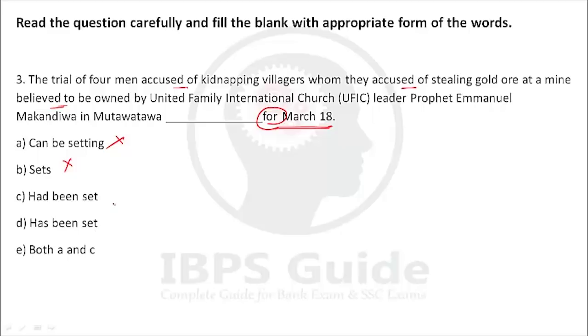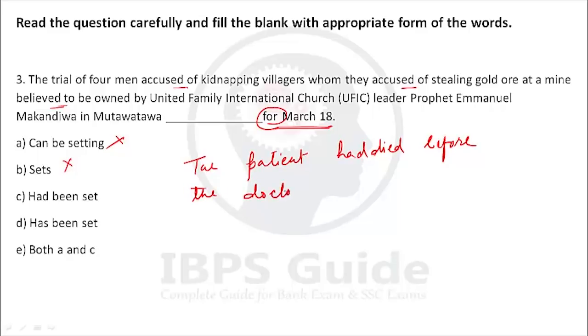So C and D, there will be a big confusion whether it will be "had been said" or "has been said". "Had been said" means before some action, this action had been completed, but here no before-action is mentioned. Suppose I can say, if you say, the patient had died. It is a very common example. Before the doctor came.